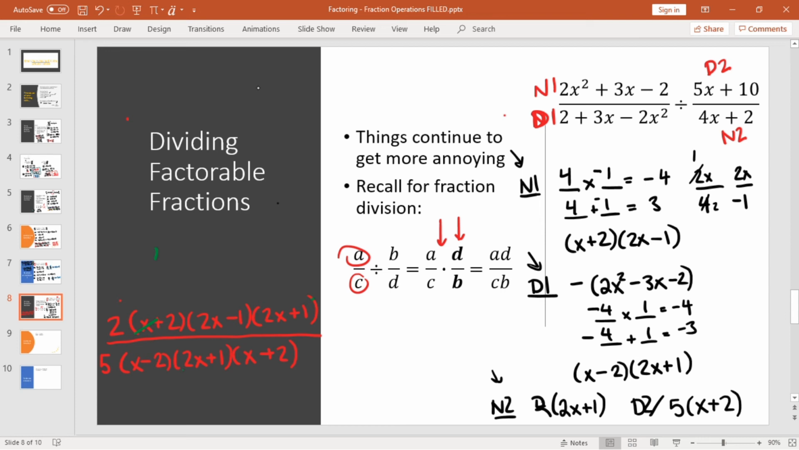Couple more examples. Here we go. So while I'm here, N1, D1, and when they flip, this will be N2, and this will be D2.